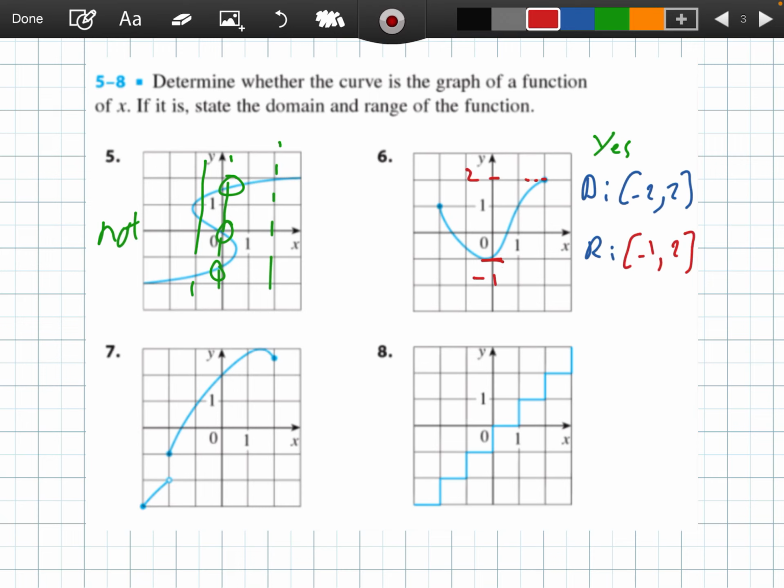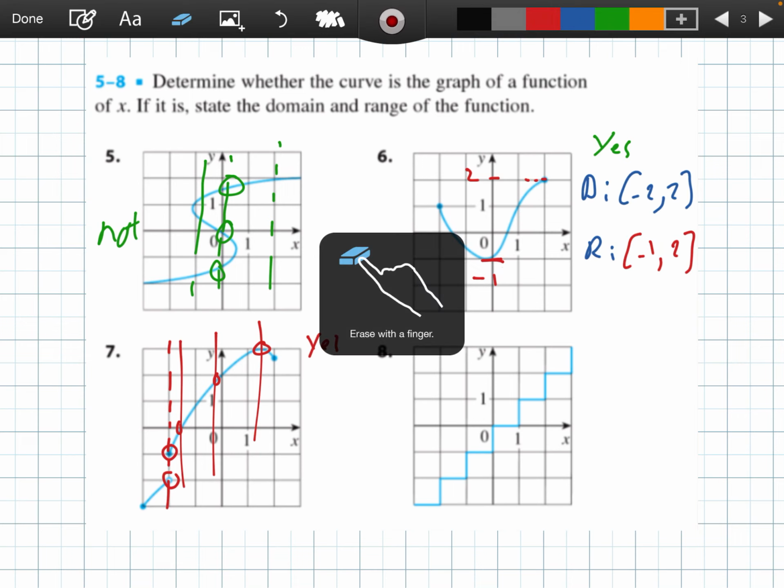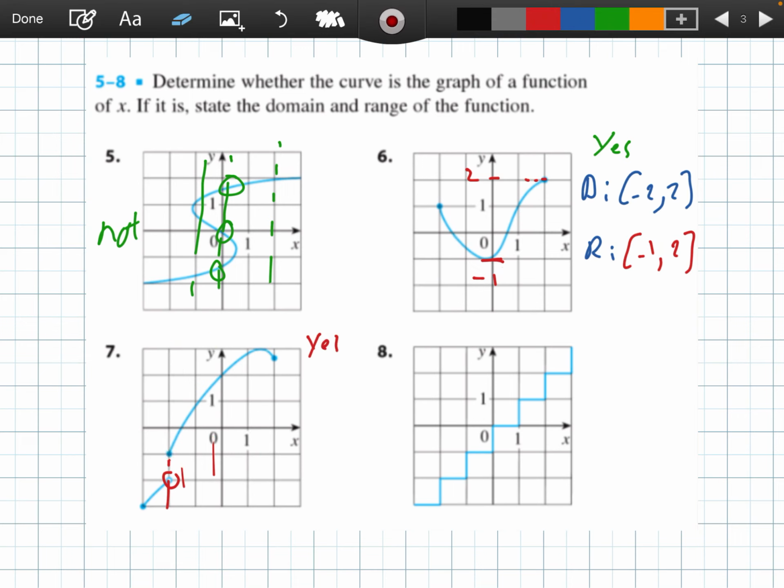The third one, also I see the vertical lines cut the graph in one place, even here, because this is filled and this is empty, so consider it cuts in one place. So yes, it is a function. Let's find the domain and range.